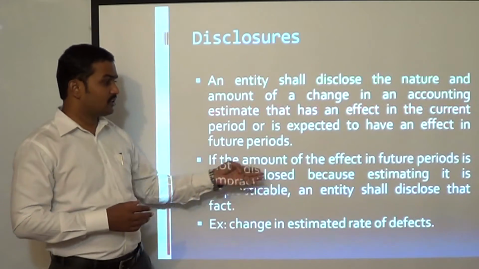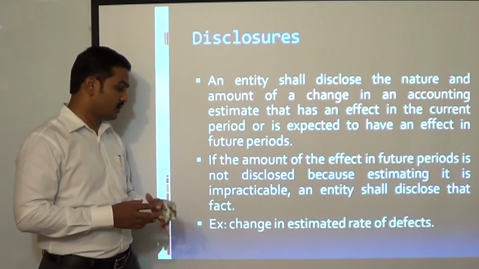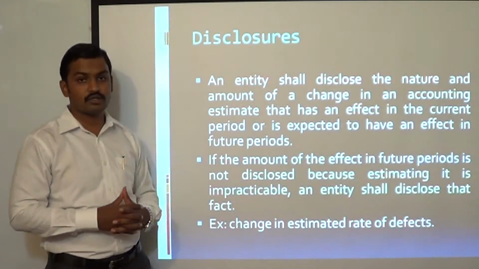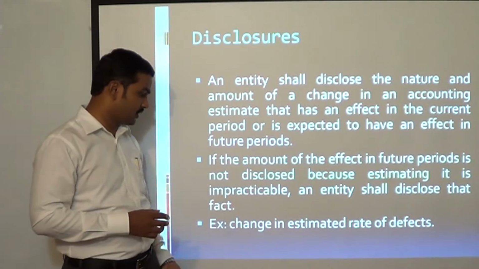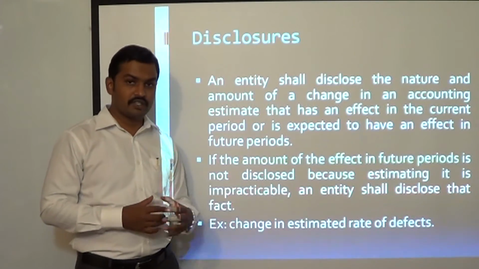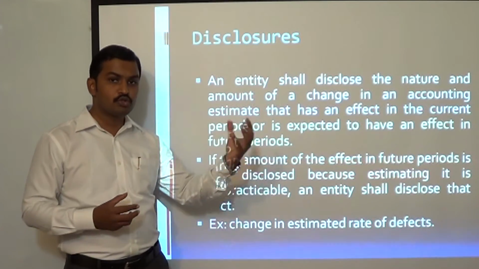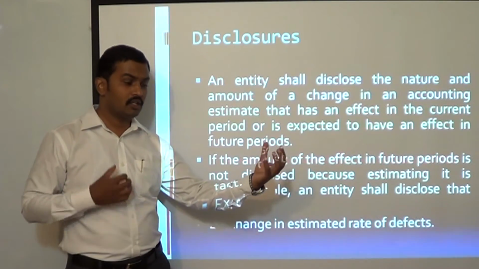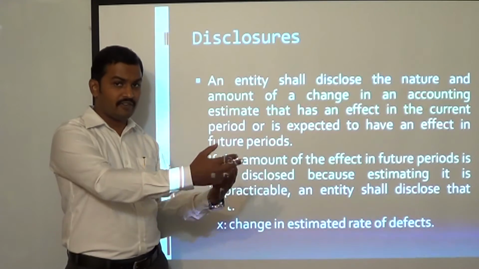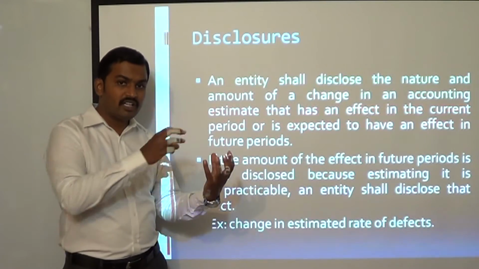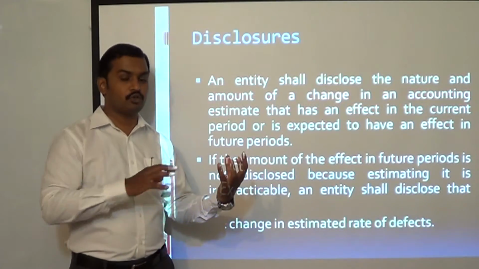Okay. Now if the amount of effect in the future periods is not disclosed, because estimating it is impracticable, the entity shall disclose that fact. I will give an example for this point. Change in estimated rate of defects. See, a company is selling goods under guarantee or under warranty. They know that when the customers find a defect, we are bound to rectify those defects, we have to spend money to rectify those defects.